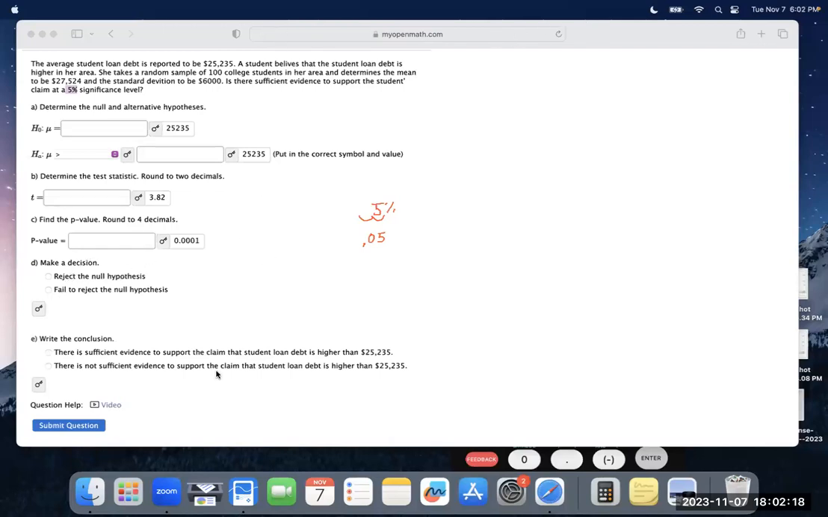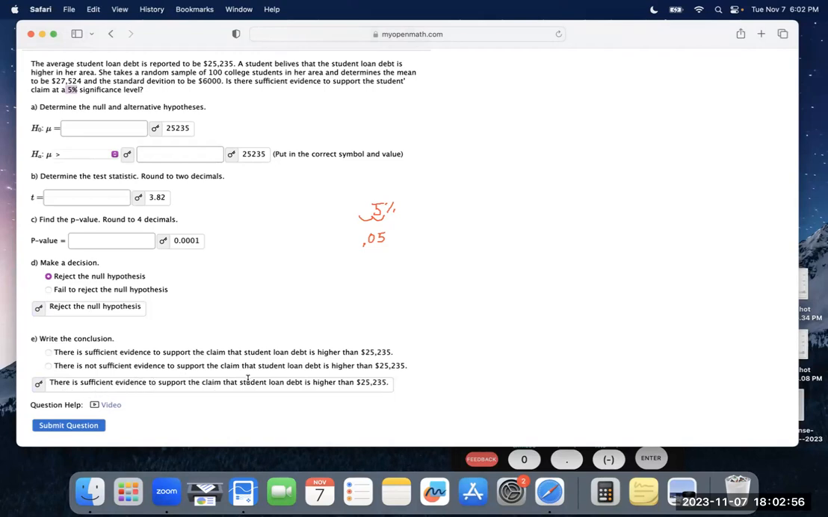Because 0.0001 is less than 0.05, because the p-value is less than alpha, then we reject the null hypothesis. So that's why the answer here is reject the null hypothesis. And then when we write our final conclusion, whenever we reject the null hypothesis, that means there is sufficient evidence to support the alternative hypothesis. And we can go back and read what the alternative hypothesis was. It was the mean loan debt being greater than 25,235. That means we do believe that is true. So we're going to say there is sufficient evidence to support the claim that student loan debt is higher than the 25,235. There we go.